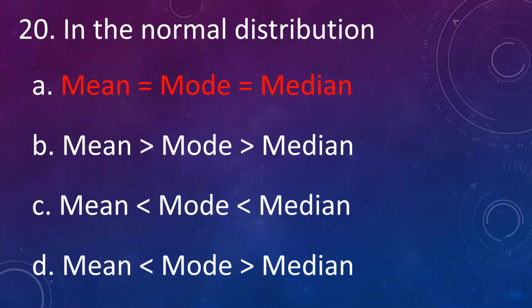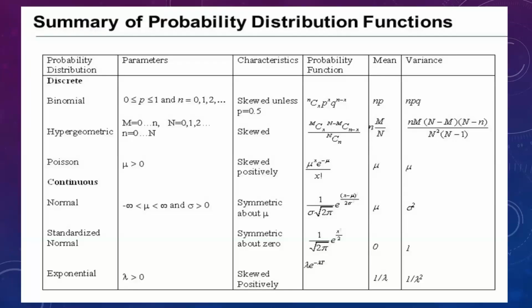Now here is the summary of all the probability distributions, discrete as well as continuous. Here parameters, characteristics and probability function, mean and variance of each probability distribution is given here.